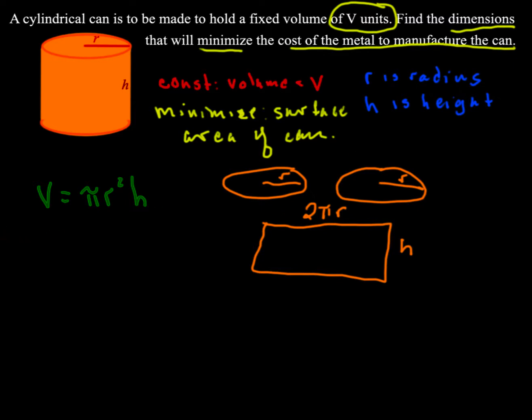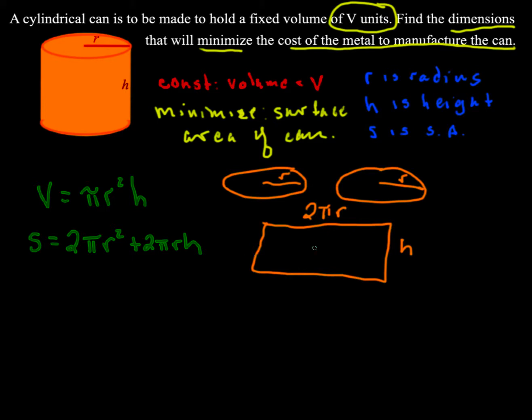So let's give another variable. Let's say S is surface area. And so we have that S is equal to 2 circles, and their area is pi r squared, so 2 pi r squared, plus the area coming from the side, which is 2 pi r h. And this is the surface area. This is the function we want to minimize.